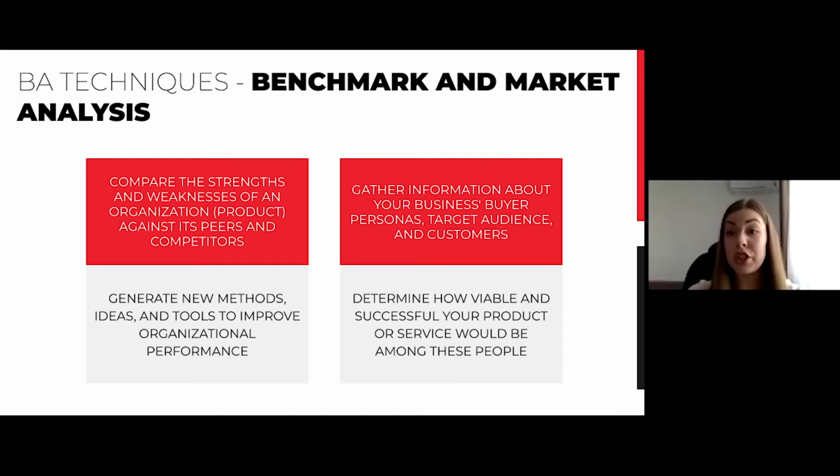product or organizational performance. Market research is the process of gathering information about your business buyers' personas, target audience, potential customers or existing customers. It is done to determine how viable and successful your product or service would be or already is among these people, and understand how the product may stand out of the crowd on the market.